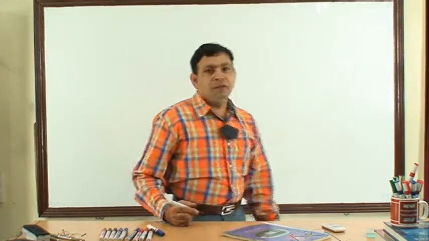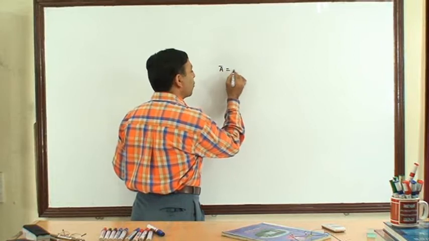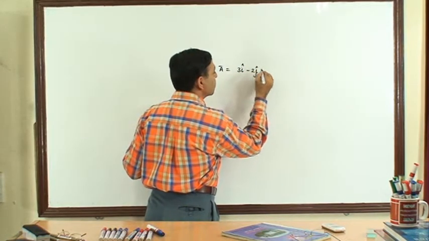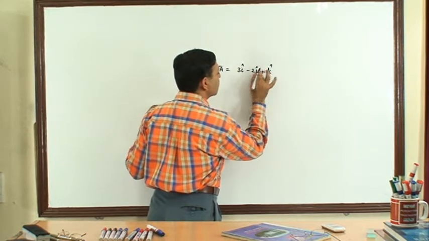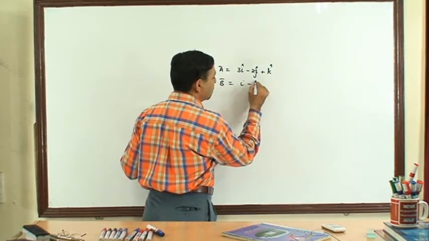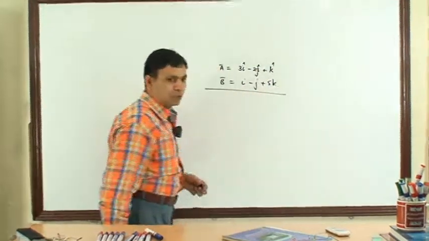Now let us see how to find the angle between two given vectors. Suppose they give you vectors in terms of i, j, k, something like this: A is 3i minus 2j plus k, and B is another vector, some i minus j plus 5k. And they are asking you to find the angle between these two given vectors.